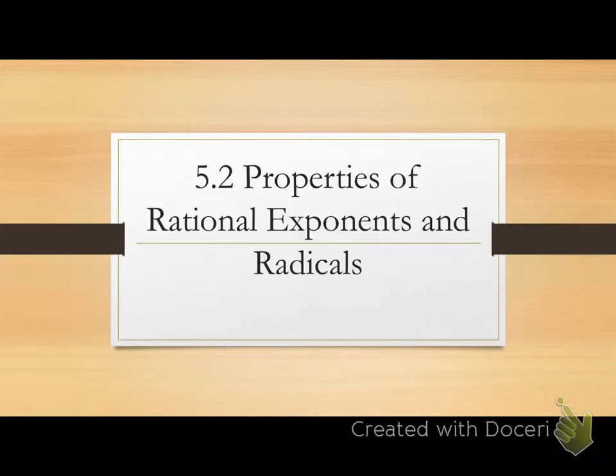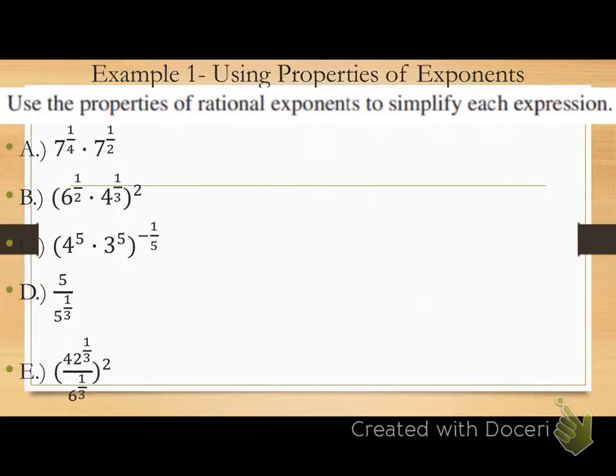All right, so we're on the third day of 5.2 today. Properties of rational exponents and radicals. Does anyone remember what we left off with yesterday? Conjugates. Good job.